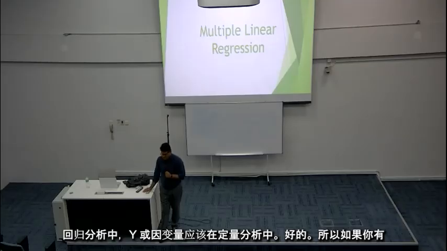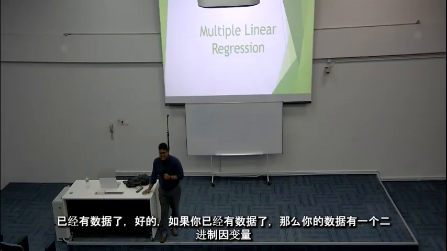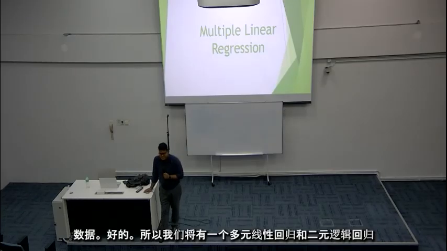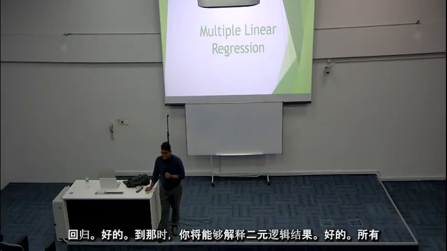If you have your data already, and your data has a binary dependent variable 0 or 1, then you proceed with the binary, because it takes time for you to change the data. So we will have a multiple linear regression and also the binary logistic regression, but you must be able to explain the binary logistic result.